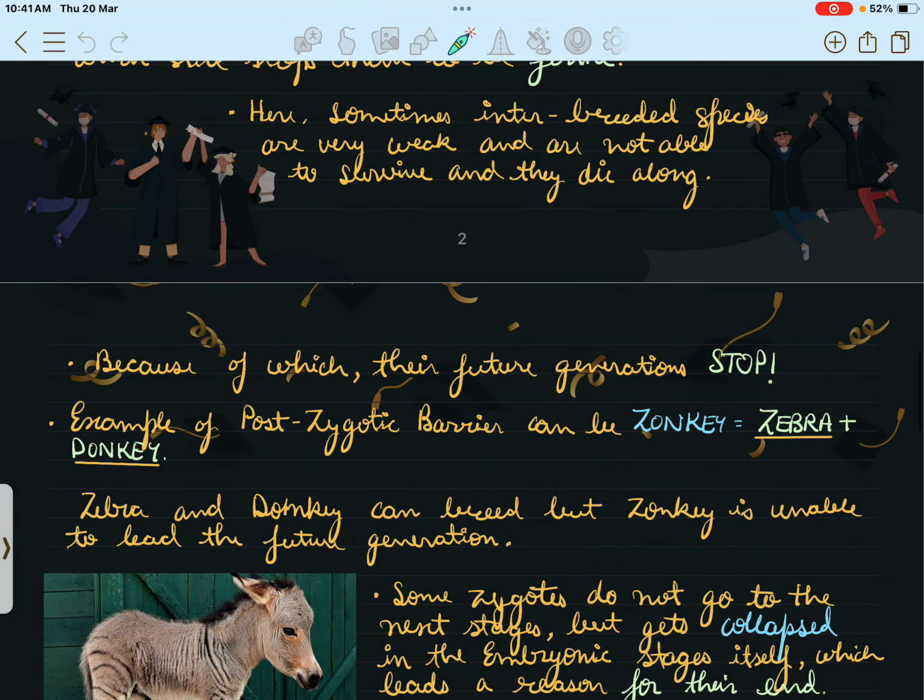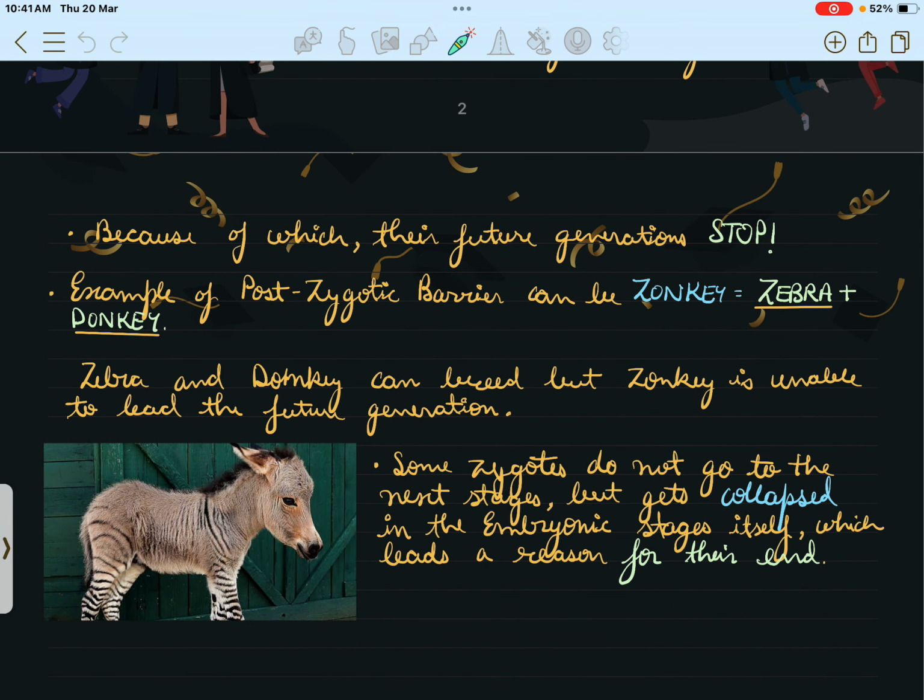So in the first example, we can see this organism which is the zonkey. Zonkey is a mixed breed between a zebra and a donkey. As you can see in the stripes, it has the stripes of a zebra, but its face is just like a donkey.